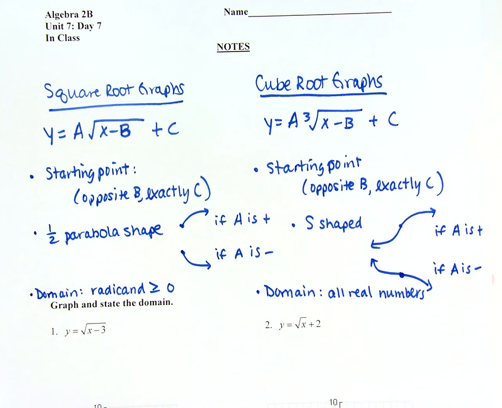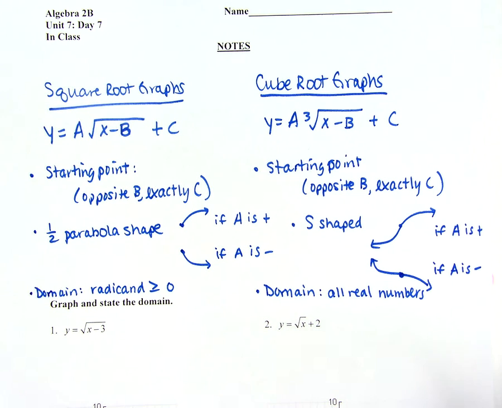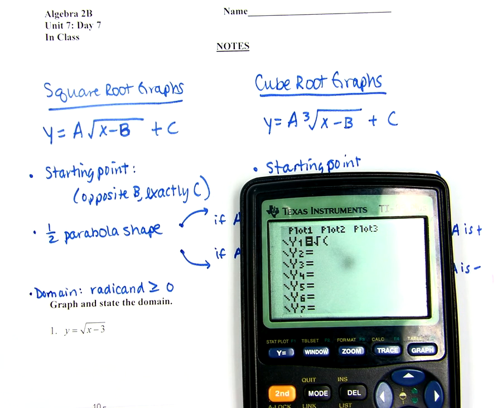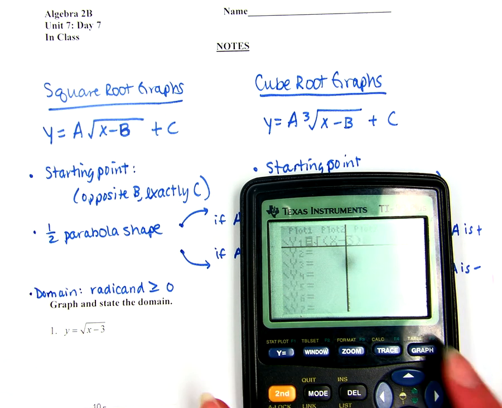Alright, so today we're going to be graphing square root and cube root functions. So we're going to start with problem number 1, and it is a square root function. So we're going to draw it on our graph. So you go to y equals and you type in square root of x minus 3. Alright, so I'm going to hit graph.